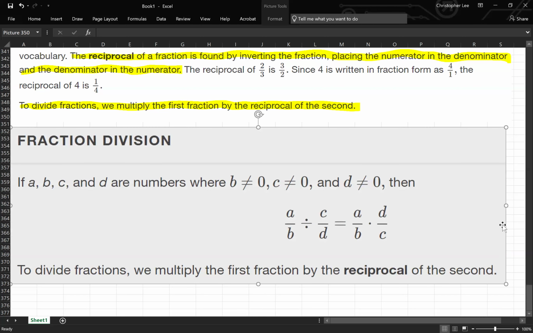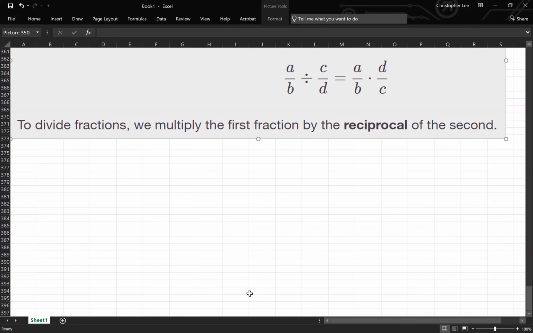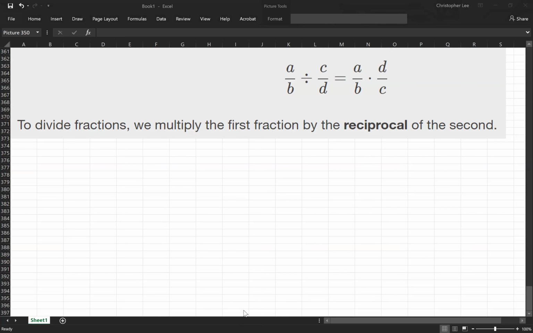So fraction division. If A, B, C, and D are real numbers where B cannot equal 0, C cannot equal 0, and D cannot equal 0, then we have this formula: A over B divided by C over D equals A over B times D over C. So to divide fractions, we multiply the first fraction by the reciprocal of the second. This is called finding the quotient.